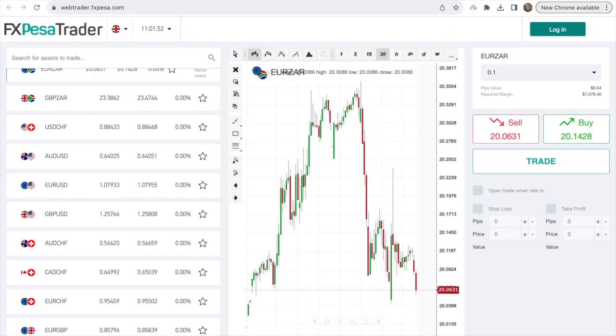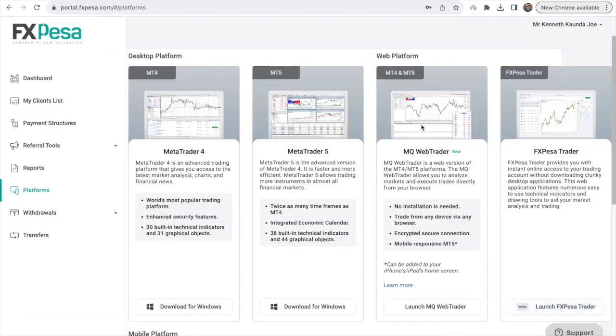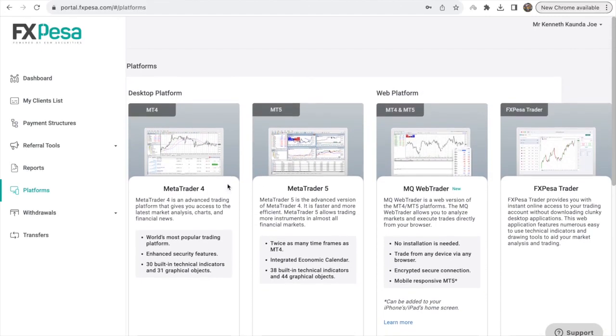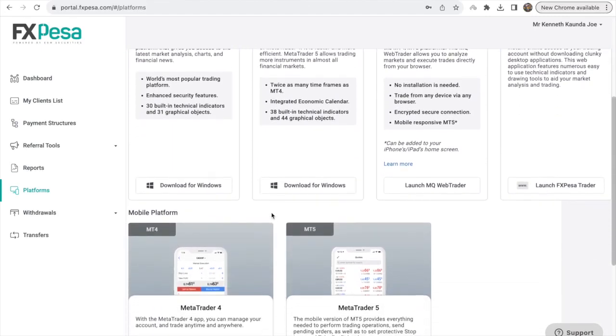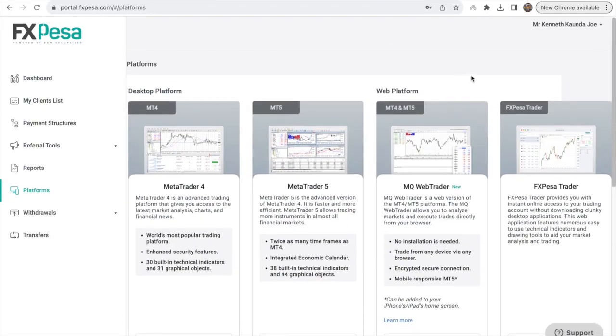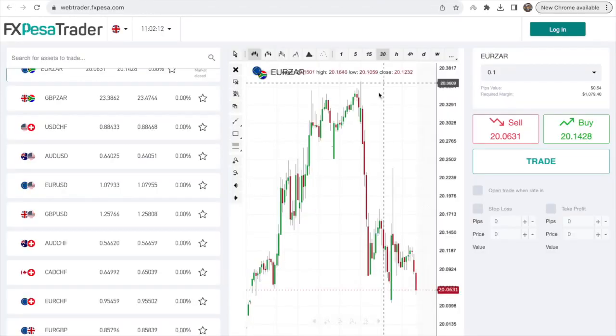FXPesa, I launched it from this board here, so you can take this one, and if you want a window version, downloaded version on your desktop, you can come here at FXPesa and choose which one fits you. If you want to use it on a mobile phone, here are the options. I've done a video on these basics, so today we're not going to waste so much time on that.